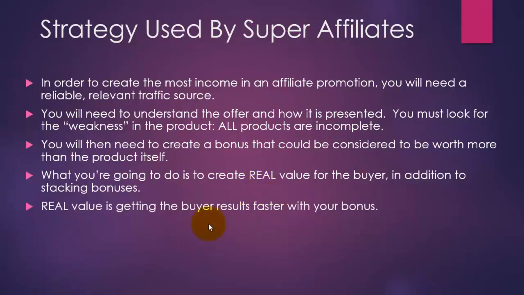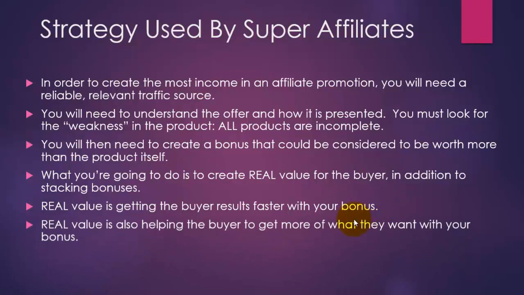Now, the other thing you're going to want to do is focus on helping the buyer. Real value is helping that buyer, even if they're buying as an affiliate, to get real, faster results with your bonus. That's one way to create real value. You can help them take the product they're buying and get results faster with something you're offering, and if you make that apparent in your sales presentation, they're going to be willing to buy more readily. The other thing you can do is help the buyer get more of what they want with your bonus. We're going to be explaining that as this tutorial goes along.